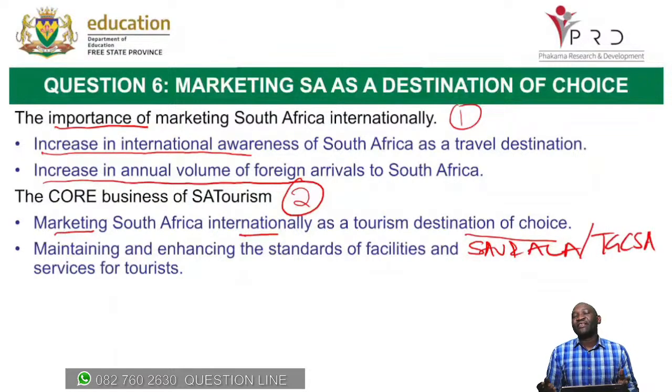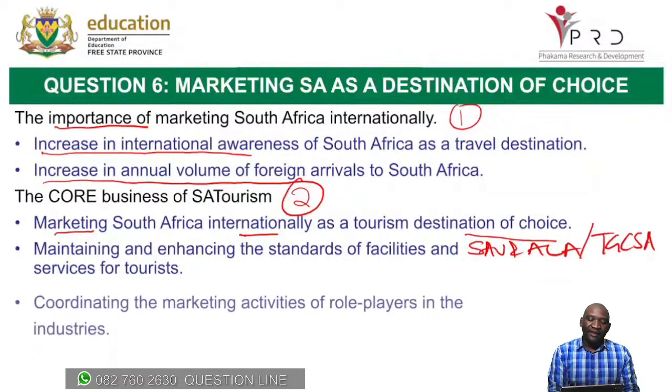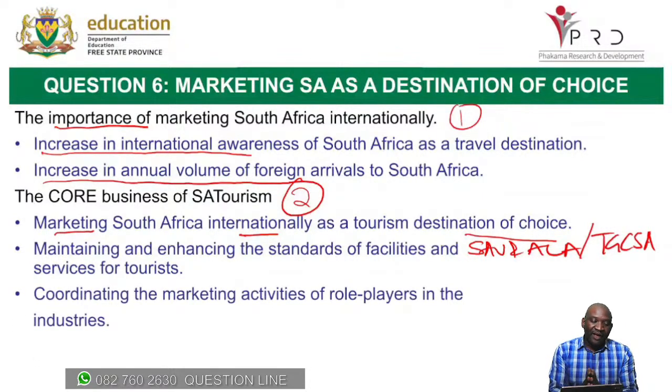which is the Tourism Grading Council of South Africa. So these industry associations, amongst others, help the service providers to adhere to certain standards, such that when the tourists come into the country, they can meet the criteria of being the best. And then the other role that is played by SA Tourism is that they coordinate the marketing activities.